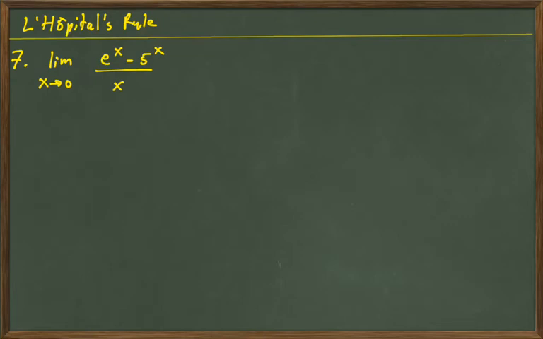And so if we try to directly substitute 0 in, e to the 0 and 5 to the 0, those are both 1. So you have 1 minus 1 over 0, so that's the indeterminate form, 0 over 0. So this is a candidate for L'Hopital's rule. So there's going to be a limit as x approaches 0. Derivative of e to the x is e to the x, minus the derivative of 5 to the x is going to be the natural log of the base, 5, times 5 to the x, all over 1.